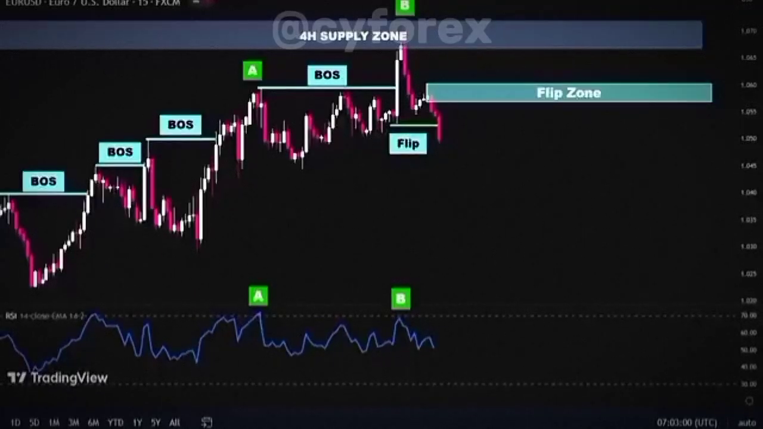If we draw a line between A and B points on the price chart, we can see that price is making higher highs. We also draw a line between the corresponding A and B points on the RSI chart, and it's obvious that RSI is making lower highs and indicates a bearish divergence signal.